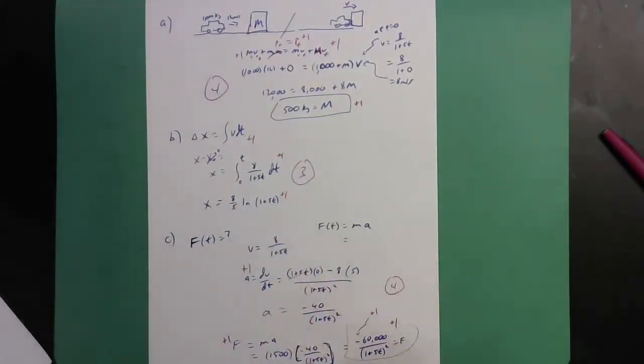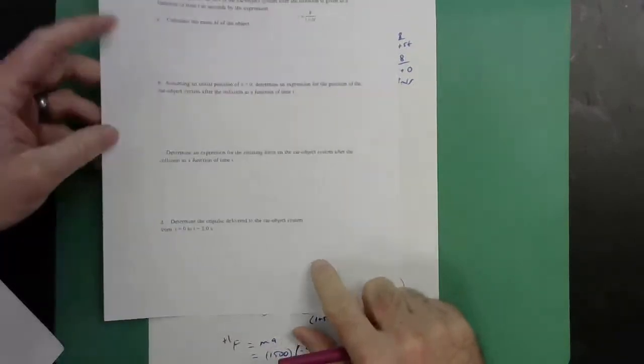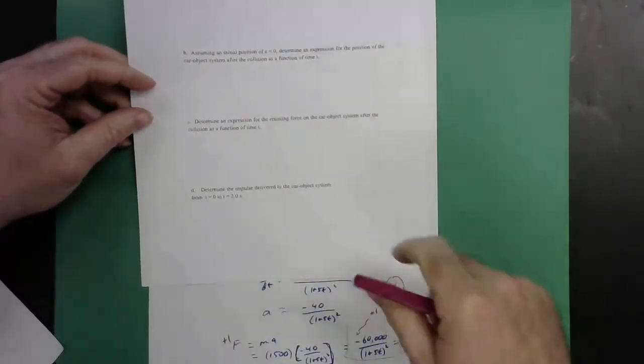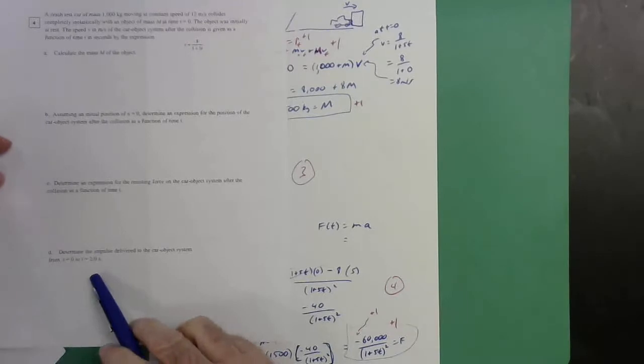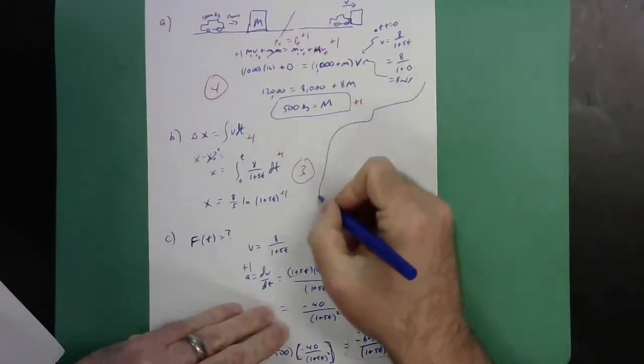Okay, one more part. We got part D, and I'm out of room on my paper. Let's see what the question is. Maybe I can squeeze it in here. Determine the impulse delivered to the car-object system from 0 seconds to 2 seconds. Oh, of course I can do that. Okay, so here we go. Find the impulse from time 0 to time 2 seconds. Okay, that's going to be fine.